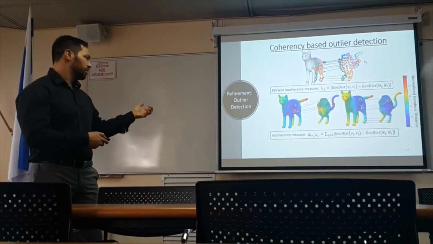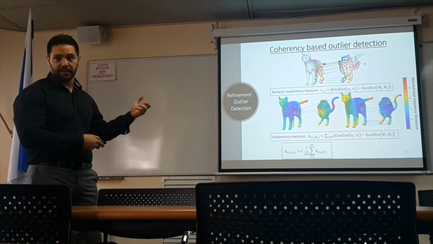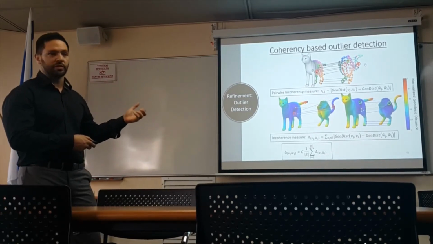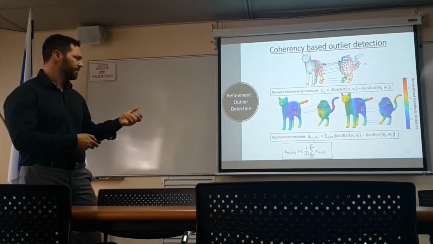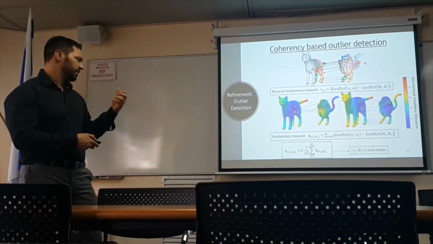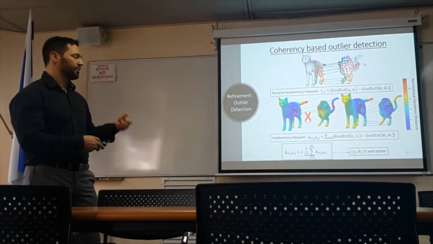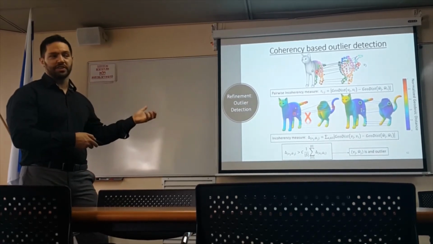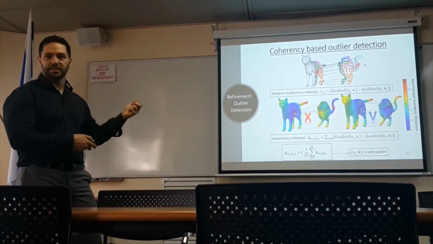And how do we detect outliers? We just threshold it by the mean inconsistency of all the matches times some coefficient which has been found empirically. So if it is higher than this threshold, we mark this as an outlier. So here, the red correspondence is marked as an outlier in our algorithm, and the green one is still good.